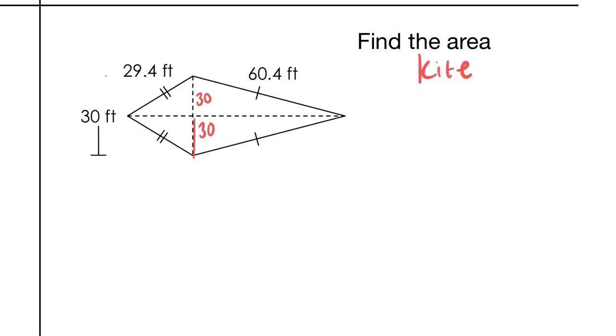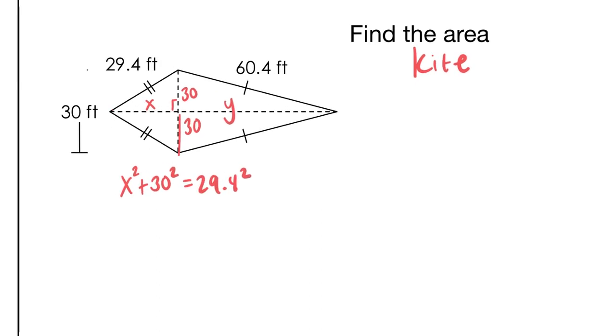It looks like we're going to have to use the Pythagorean theorem twice. So I'll call this x, and I'll call this y. So do x squared plus 30 squared equals 29.4 squared. And we're going to solve that for x in this triangle. So we have x squared plus 900.